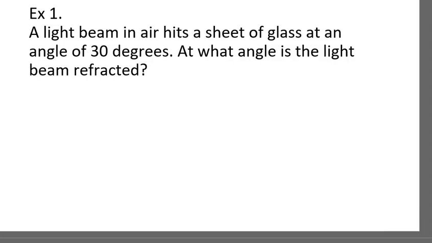So we have a light beam in air that hits a sheet of glass. So we're going from air to glass at an angle of 30 degrees. At what angle is the light beam refracted? So we have air, that's going to be our N1, to glass, that's our N2. We have our incident ray, so that's going to be theta 1. And we're looking for theta 2.